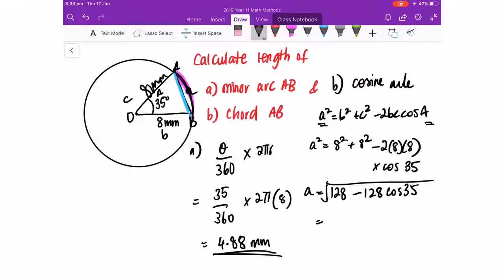So I'm going to put into my calculator 128, take 128 times cosine 35 and then the square root of that, and I'm going to get 4.81 millimeters. Alright, so they're pretty close, but not exactly the same.